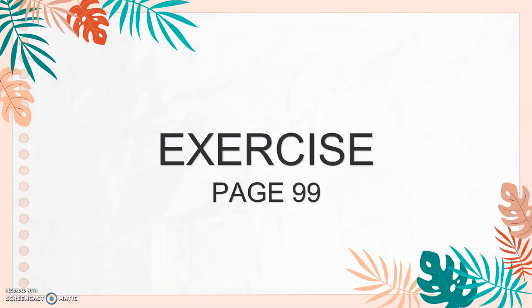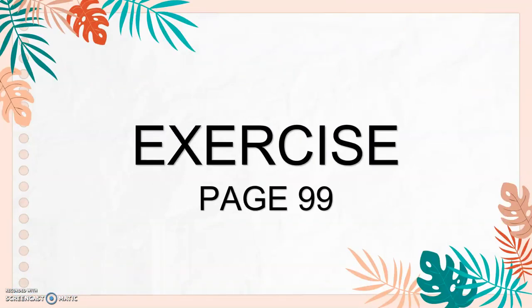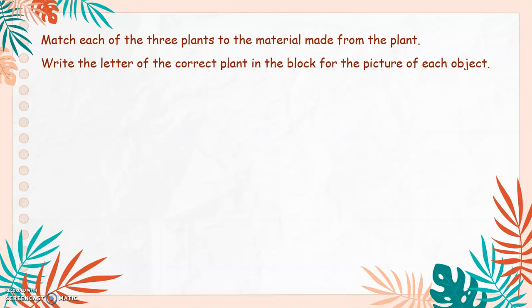Okay, next. Now you can open your book to page 99. We do this exercise together. Match each of the three plants to the material made from the plant. Jadi di sini nanti Miss Jane mau kalian mencocokkan dari tanaman ini dibuat menjadi apa ya materialnya. And then write the letter of the correct plant in the block for the picture of each object.